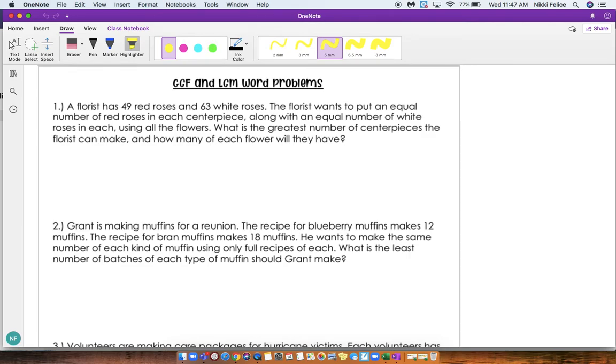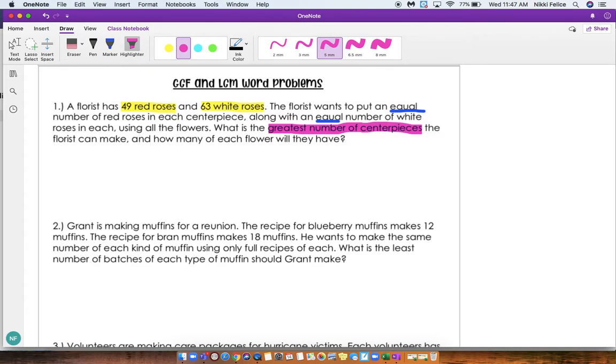So problem number 1 says a florist has 49 red roses and 63 white roses. The florist wants to put an equal number of red roses in each centerpiece. Equal, that's important. Along with an equal number of white roses in each, using all the flowers. What is the greatest number of centerpieces? That's important. The florist can make. And how many of each flower will they have?